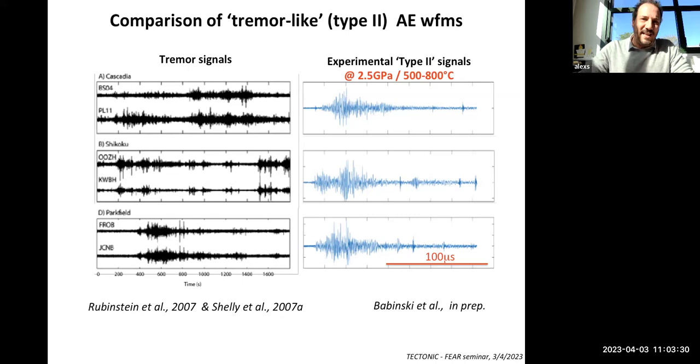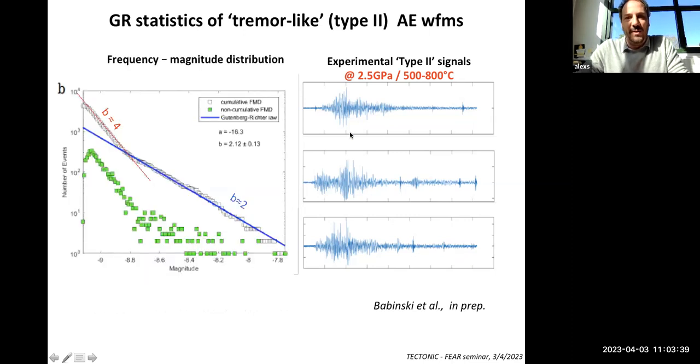Is it possible that tremors, which last hundreds of seconds in the field, would only last a few hundreds of microseconds in our experiment? I want to say that we also measured the envelope of those tremor-like acoustic emissions, and they do follow the Gutenberg-Richter law, with a weird cutoff here that we don't understand, around magnitude minus 8.8, where we produce a lot of very, very tiny ones. This is the cumulative frequency magnitude distribution that you see.